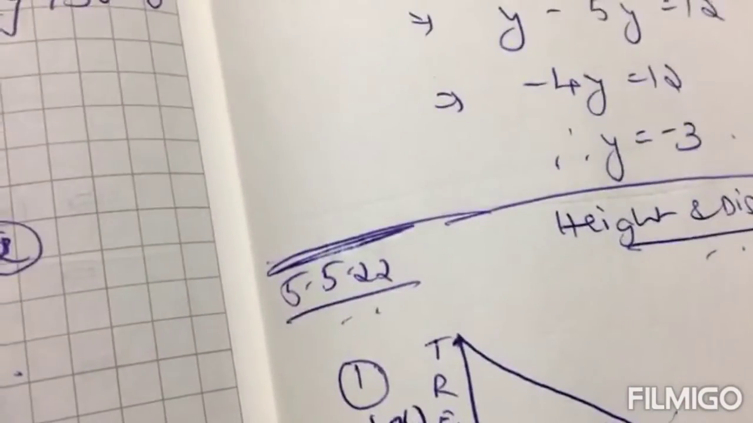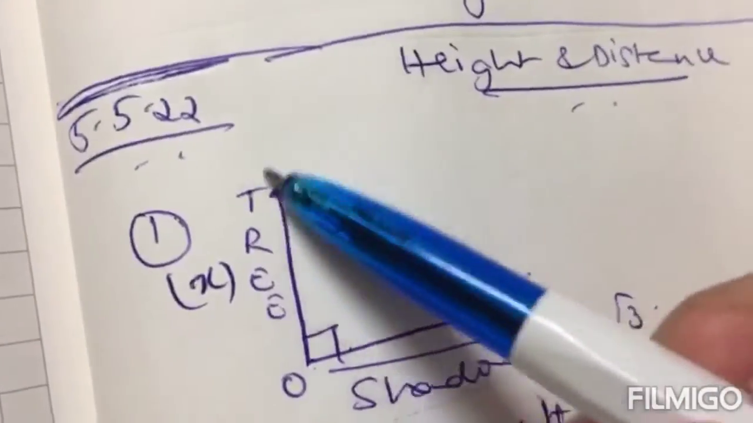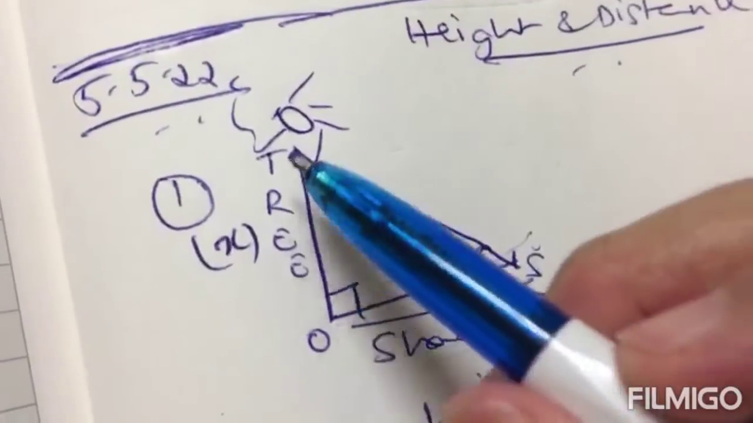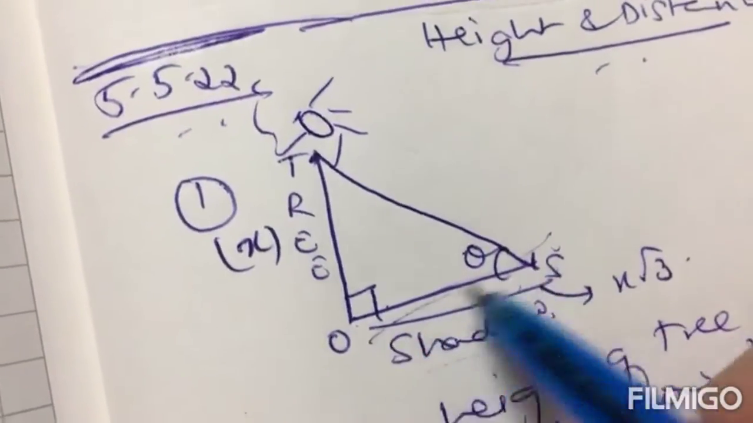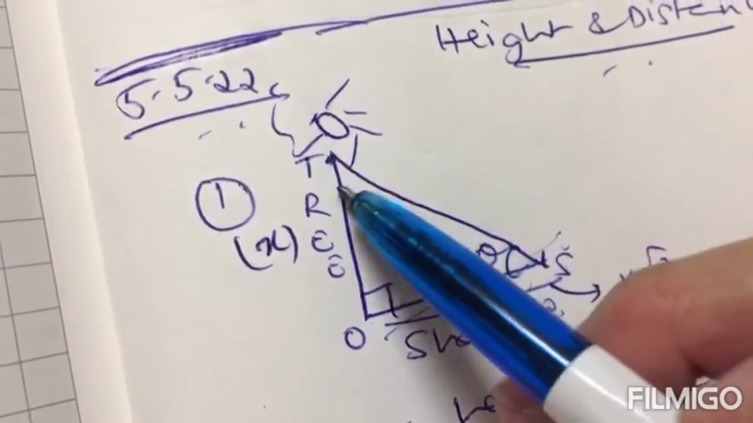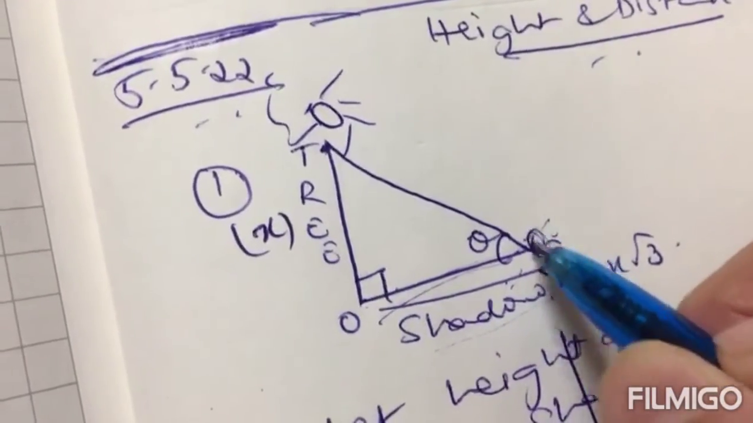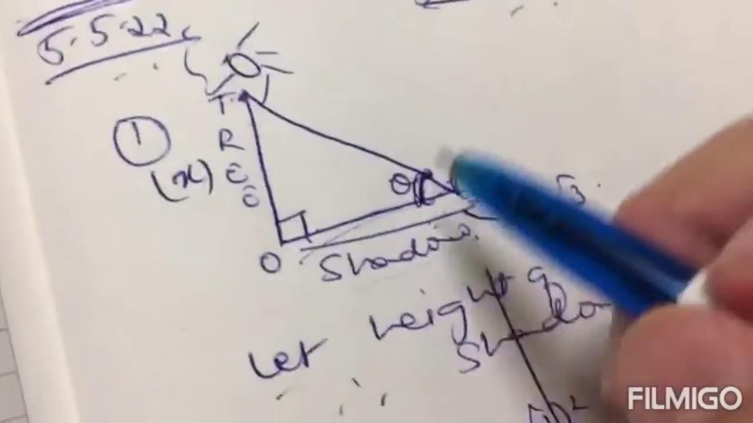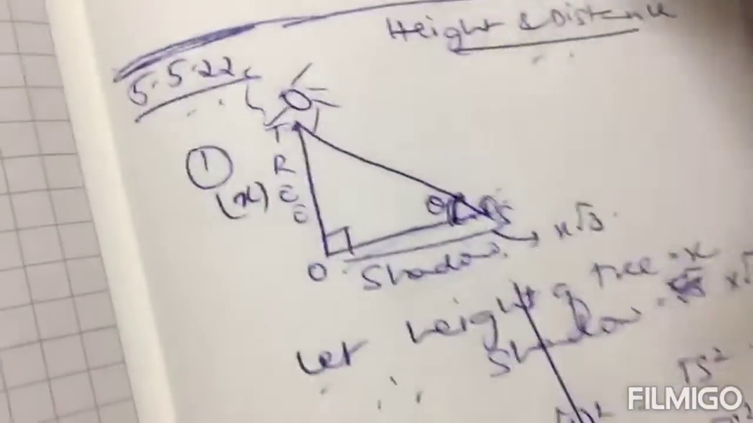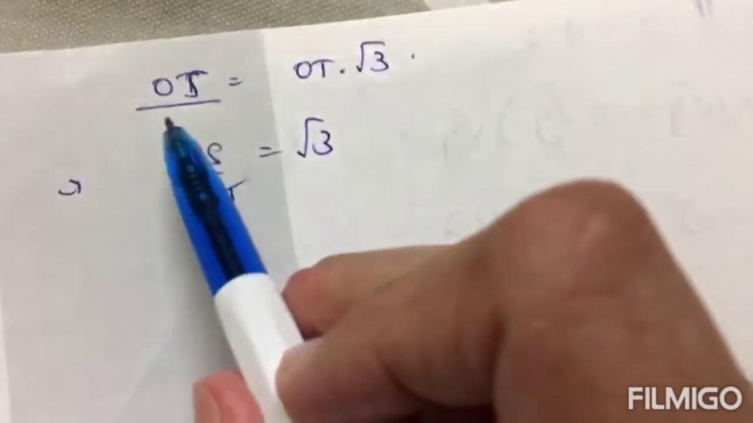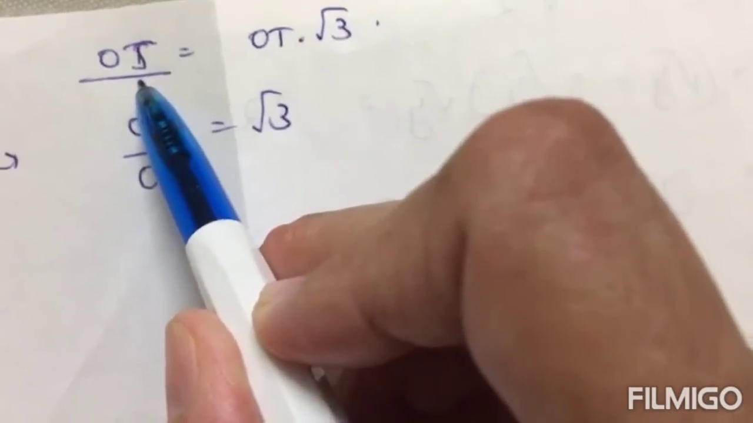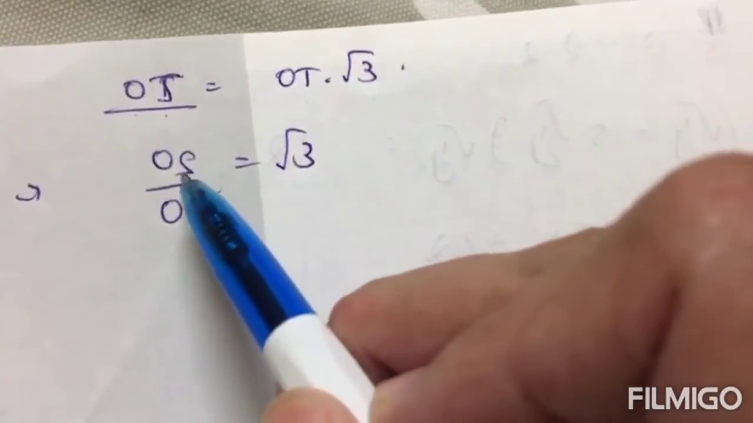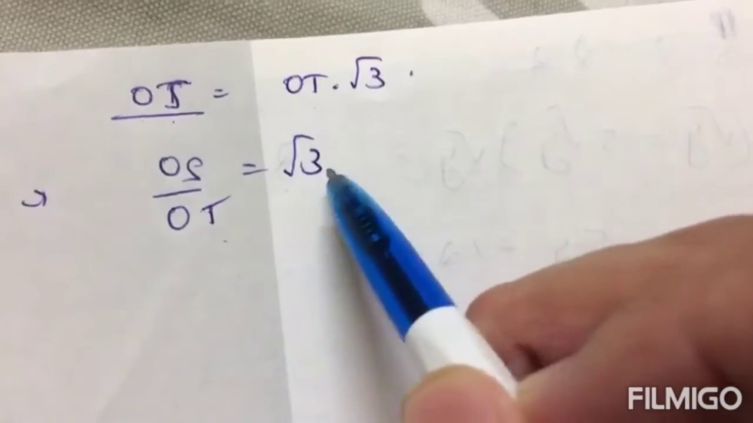We are asked to find the angle of elevation of the sun. So the sun is here. Okay, let us assume that this is the sun, right? This is the tree and here is the shadow of the tree. So angle of elevation of the sun, that is, if somebody is standing here and looking at the sun, then this will be the angle of elevation. Okay, we are asked to find this. They are saying that the base, that is OS, the length of the shadow, is equal to √3 times the height of the tree, which is OT. That is, OS divided by OT is equal to √3.